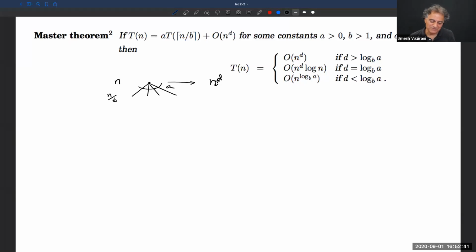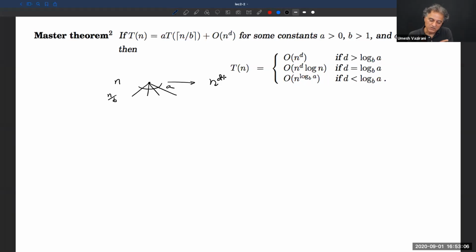Of course, nobody says that the work has to be a polynomial of the form n to the d, so there are even more general formulas that we can look at. But this is a pretty good formula, and for many cases you'll encounter, it's going to be enough for our purposes. Basically, this theorem says that there are three cases.